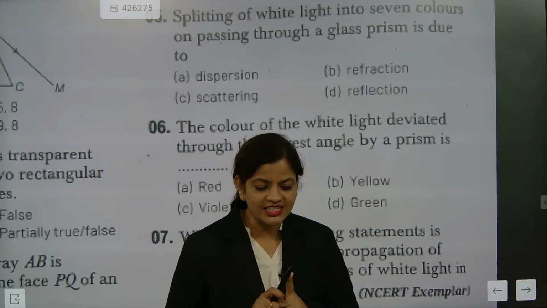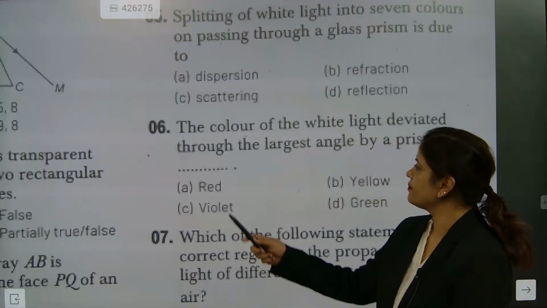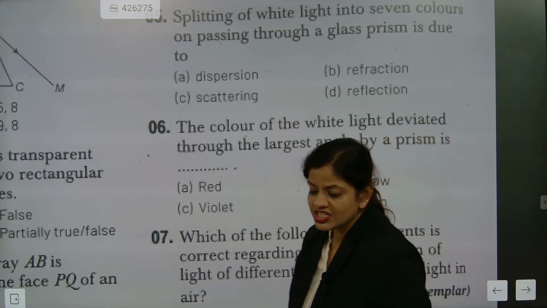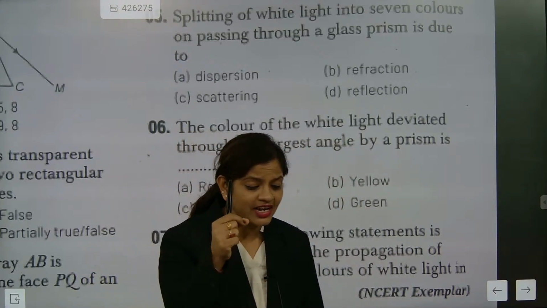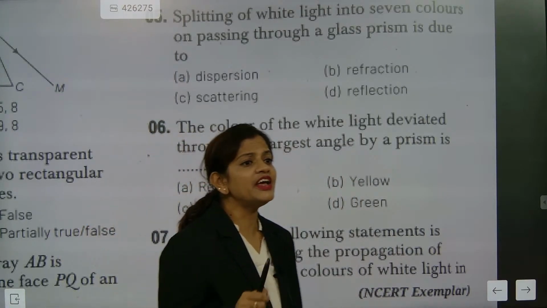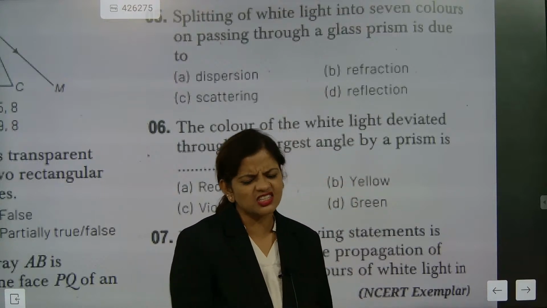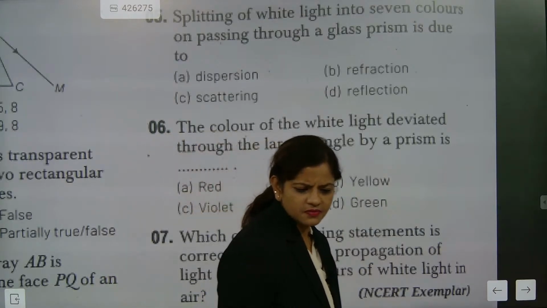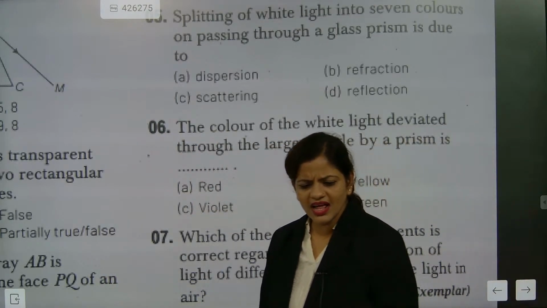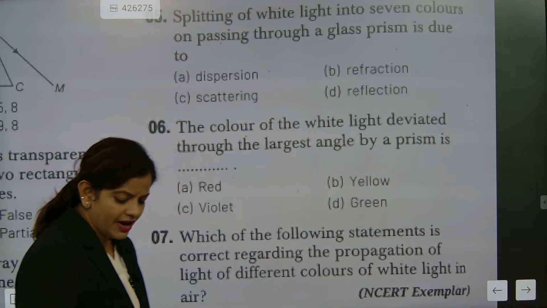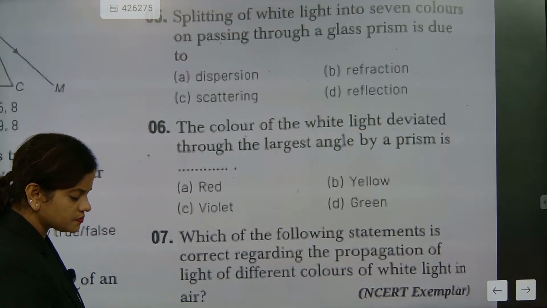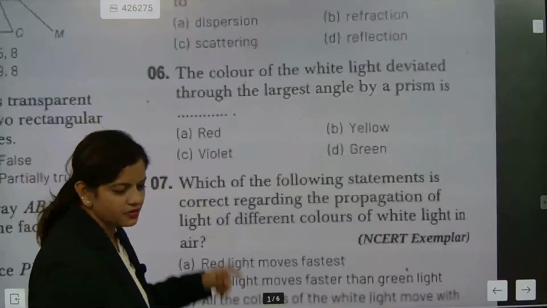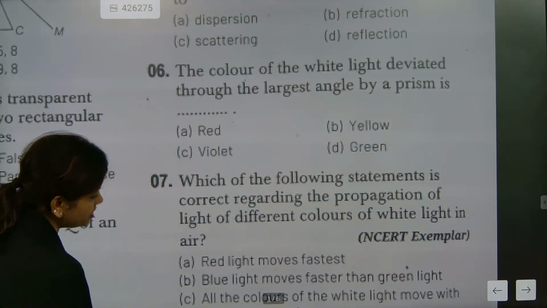Everyone, first listen to the question carefully. What they are telling: the color of the white light deviated through the largest angle by the prism. Which is deviated more? Violet is deviated more. Red deviation is less. Only you people said correct. The rest are all writing red. I don't know for what you people are writing red. The correct answer is violet. The correct answer is violet.